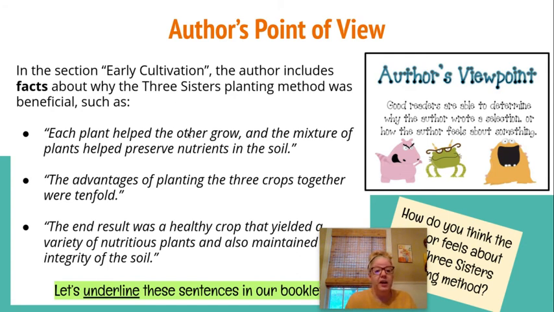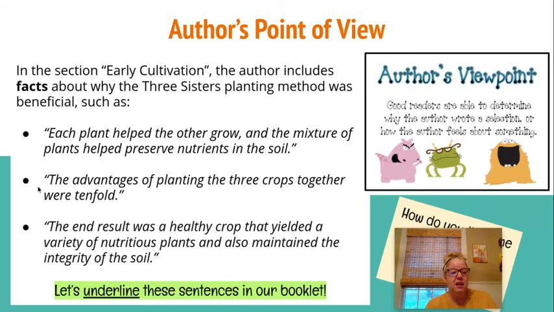Each plant helped the other grow, and the mixture of plants helped preserve nutrients in the soil. So that's a fact that the author used to include why the Three Sisters planting method was beneficial or good for the plants. Now, as I'm reading these, let's underline them in your booklet. So let's find the sentence, each plant helped the other grow, and the mixture of plants helped preserve nutrients in the soil. And let's underline that sentence. That's a fact.